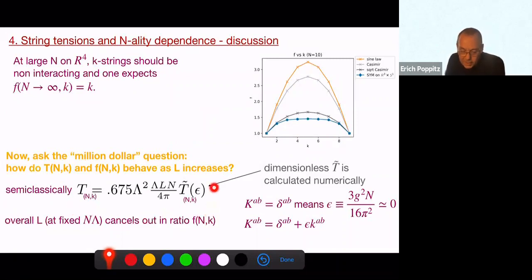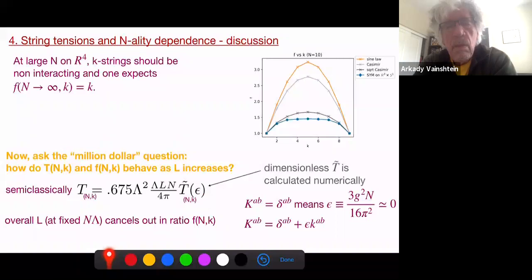I told you that so far I suppressed all dimensionful parameters. The string tension for the K strings in SU(N) theory scales like this. So lambda is the 4-dimensional lambda parameter, L is the size of the circle, and lambda L n is the small parameter, okay? So this is the scaling which you can do based on just dimensional analysis. And T tilde is what the numerical simulation spits out. Now this parameter epsilon is the only parameter that appears in the action. Everything else is fixed by scaling.